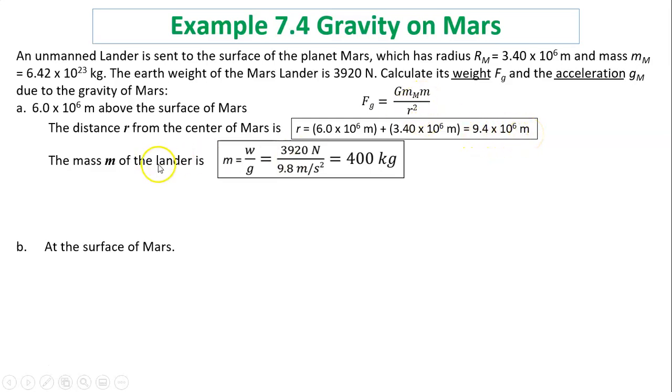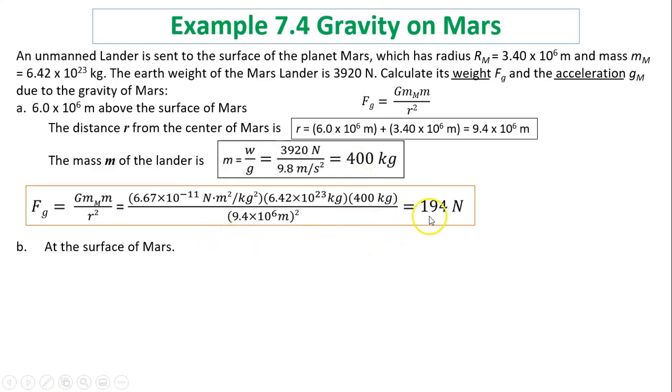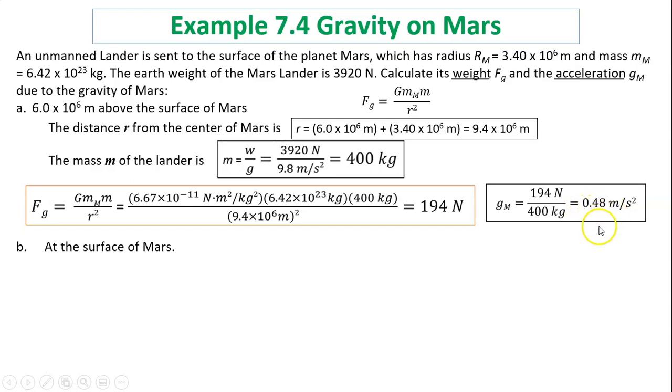To find mass, we can use W equals mg, so m equals W over g, that's 400 kilograms. So that's the mass. Now we can simply plug the numbers into that equation to figure out Fg, which is 194 newtons. To figure out acceleration, we can use Fg divided by m, and that gives us 0.48 meters per second squared. Second question: what is the gravitational force, the weight Fg, and the acceleration, gm, on the surface of Mars?